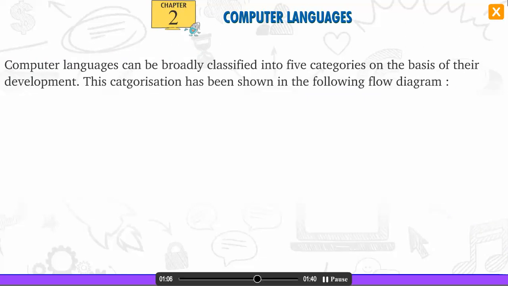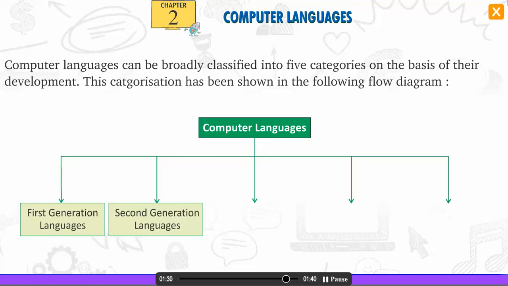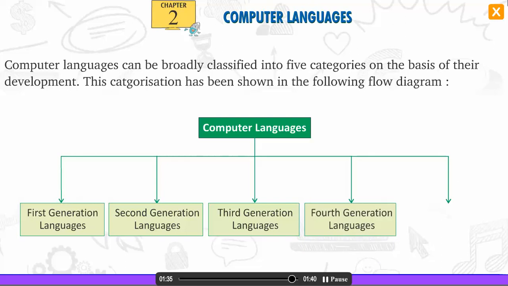Computer languages can be broadly classified into 5 categories on the basis of their development. This categorization has been shown in the following flow diagram. Computer languages: first generation languages, second generation languages, third generation languages, fourth generation languages, fifth generation languages.